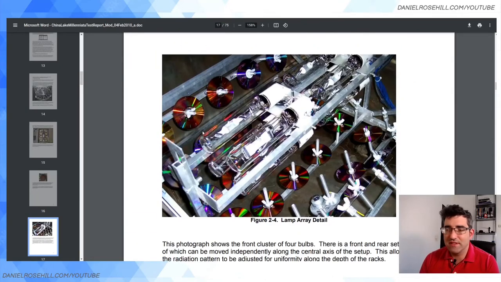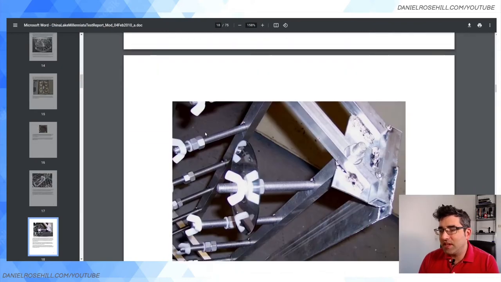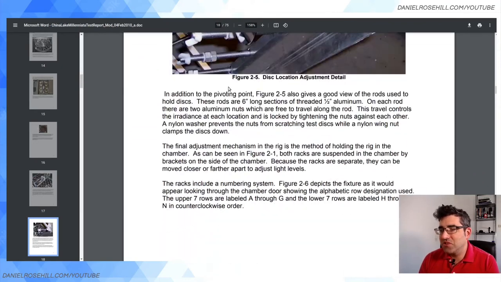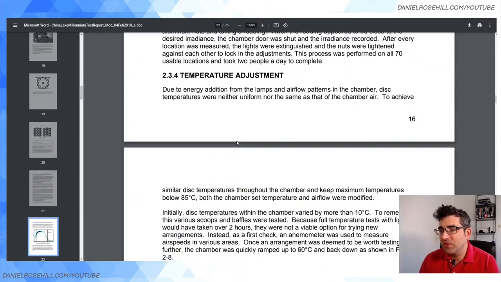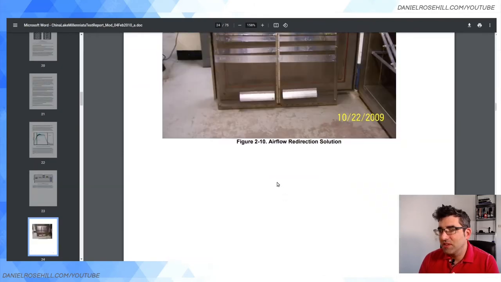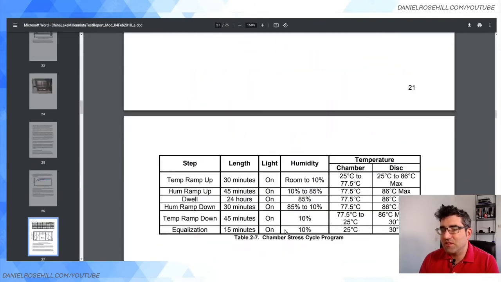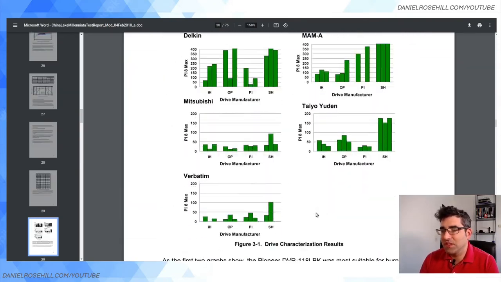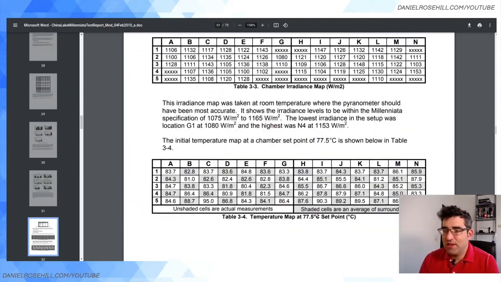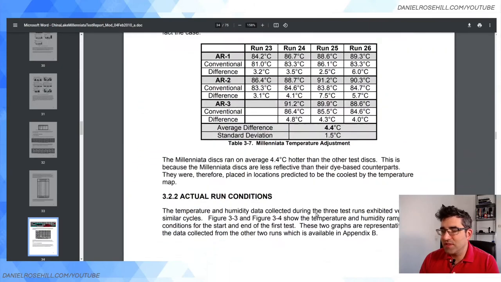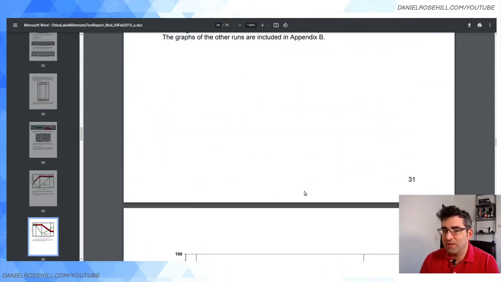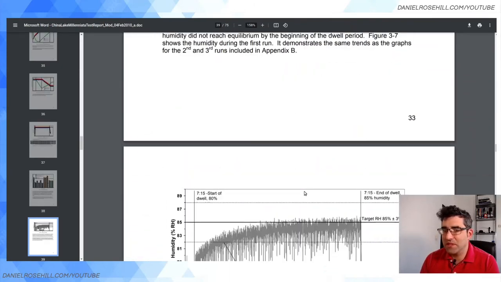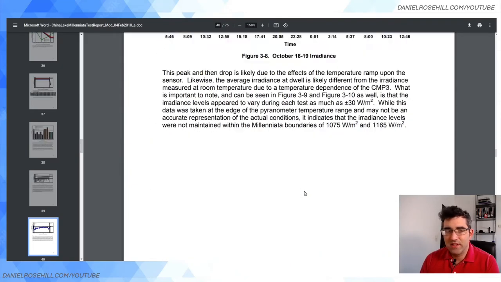Excuse me as I drift to sleep. Lamp array detail. Disc location adjustment detail. Chamber view. It's 75 pages. Stay with me for another few minutes. We're almost here. La la la. Should I sing as I go through this document? Would that make this video more interesting if I begin singing? La la la.